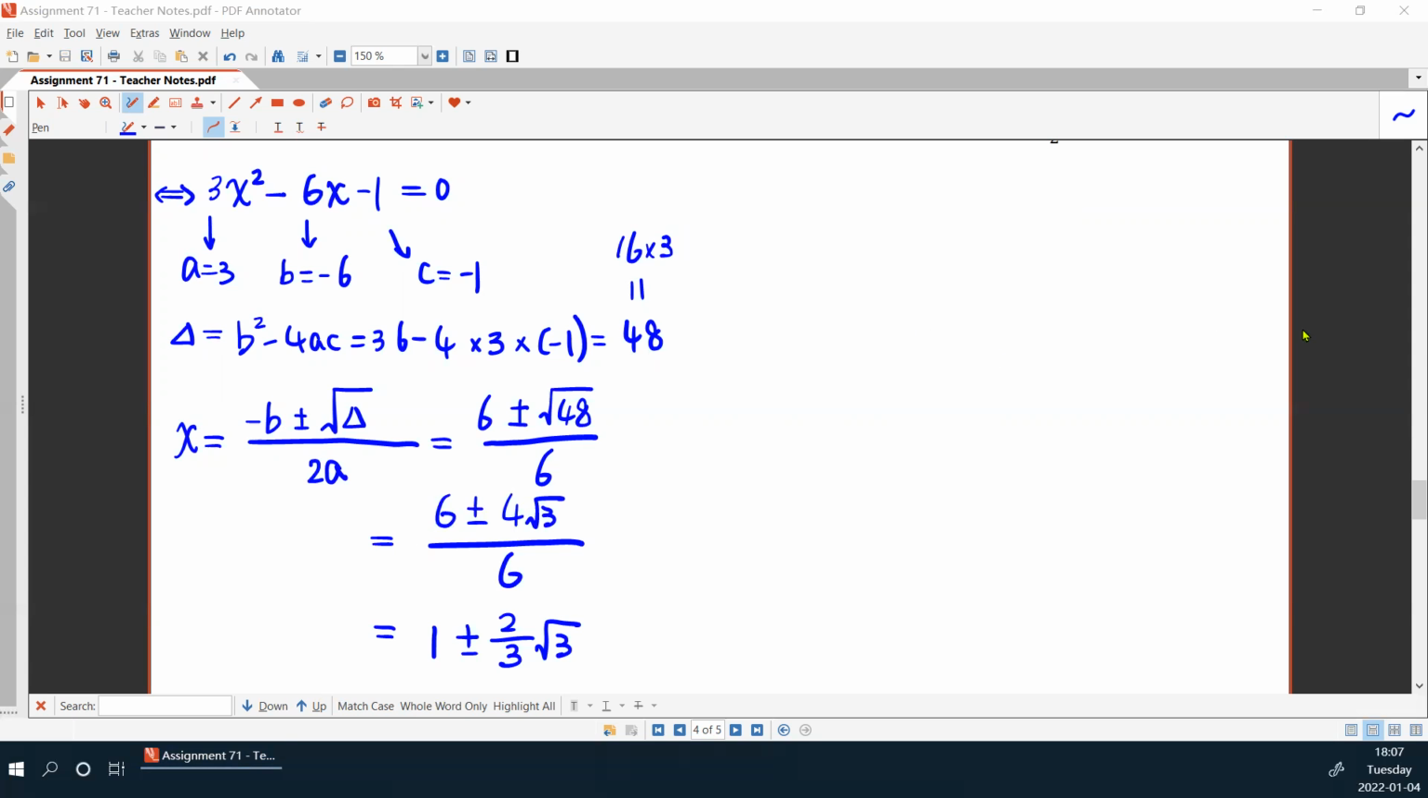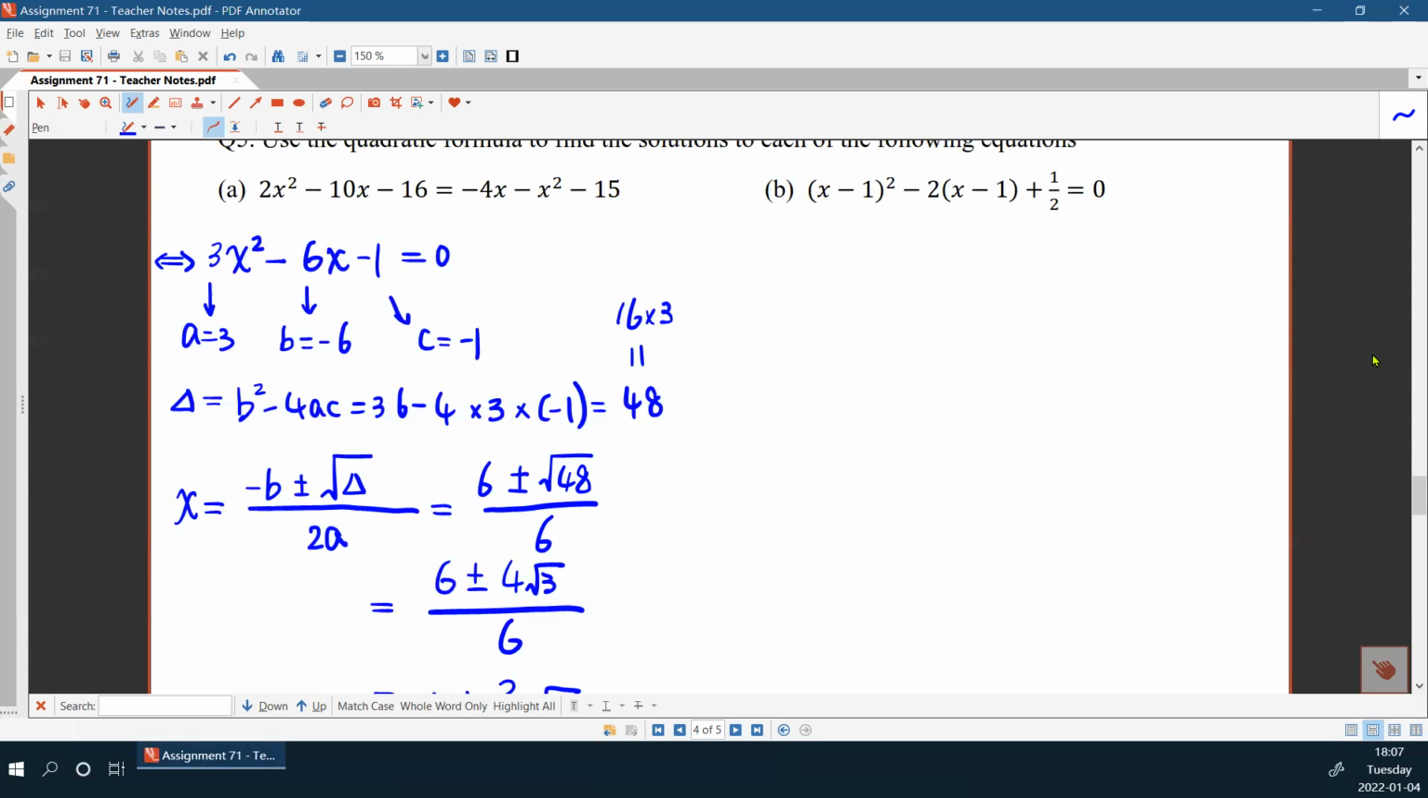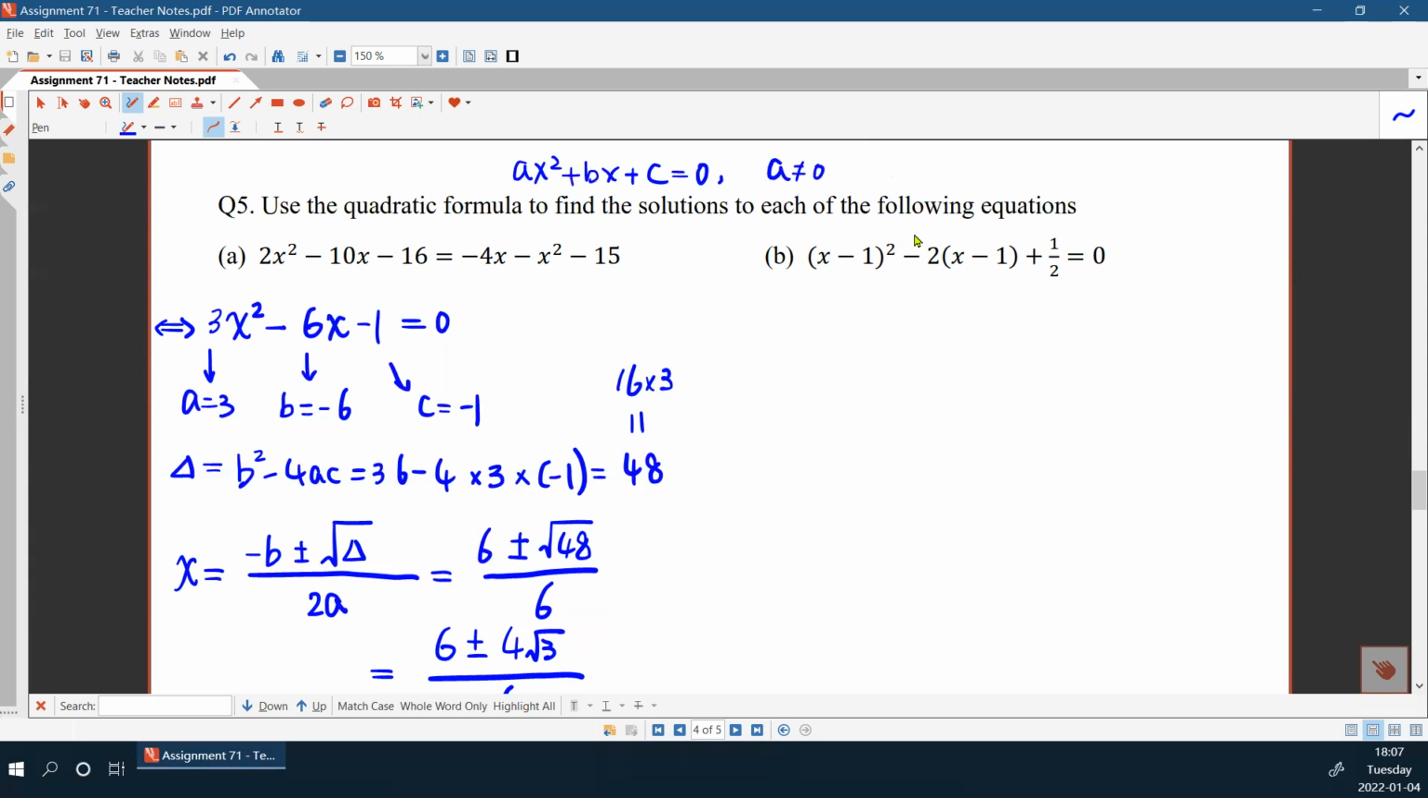No. All right, good. Next question. Actually, you can expand it and convert it to the standard form, right?